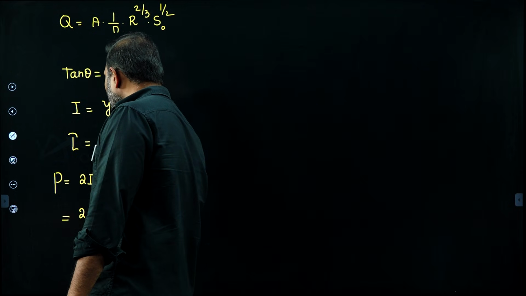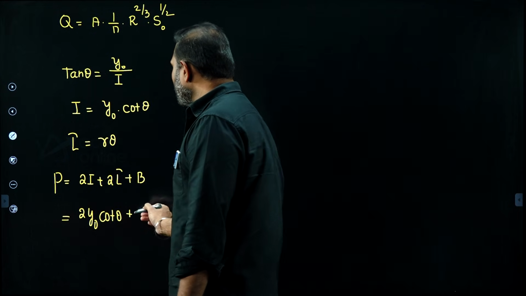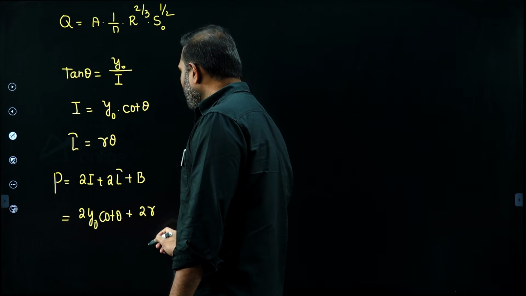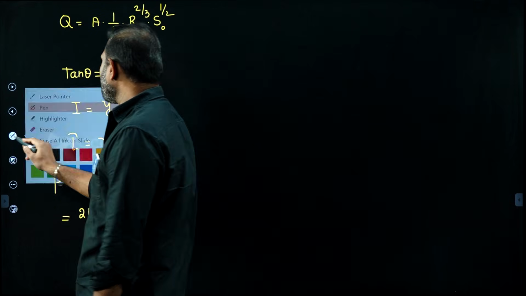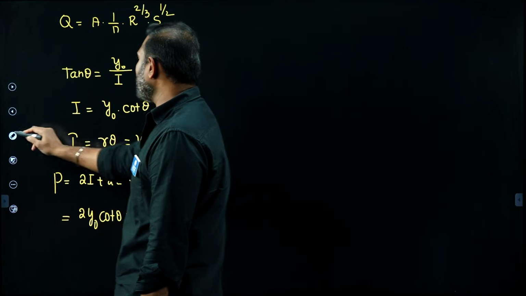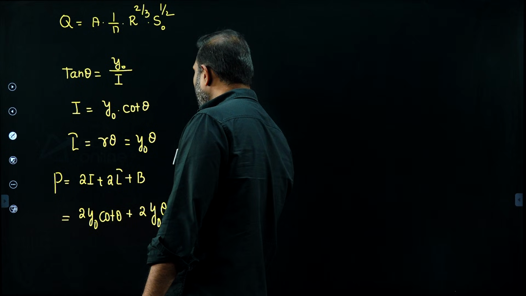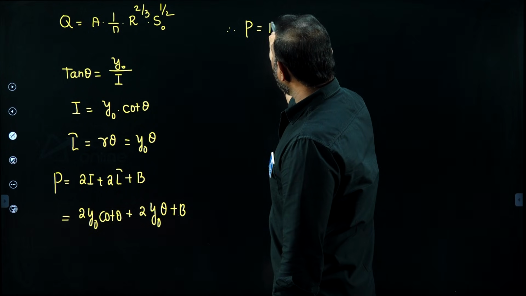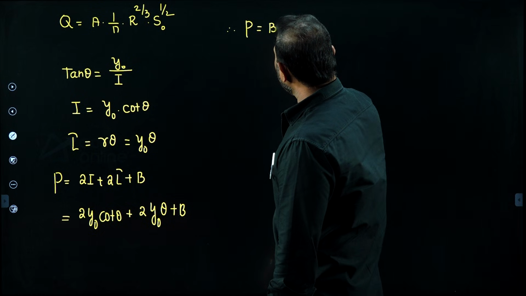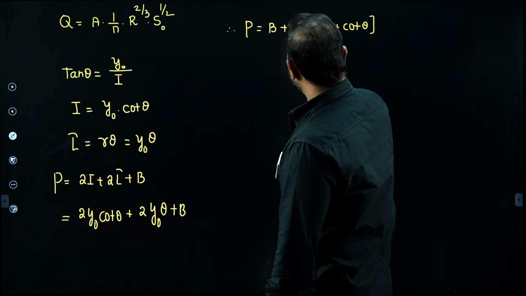So now 2 Y0 cot theta plus 2 R theta. What is R theta? Y0 theta, right? Because R is given as Y0 only. So 2 Y0 theta plus b, right? So the wetted perimeter I can write as P = b + 2Y0(theta + cot theta). Any doubt?